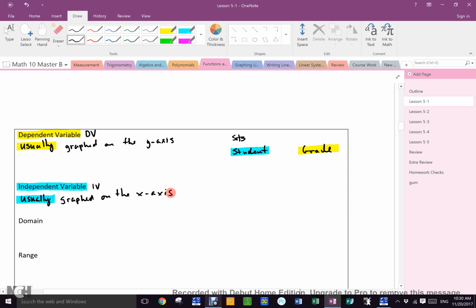But you can't rely on that, okay? Because graphs can be turned around to fit better on a page. You understand? What you've got to do is actually know the difference between them, okay? So I like to do this.